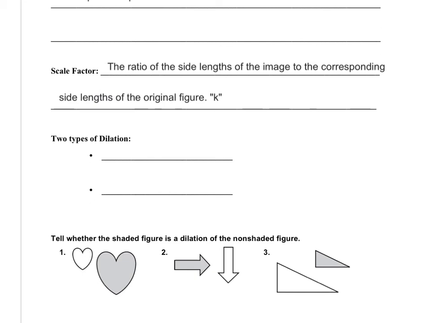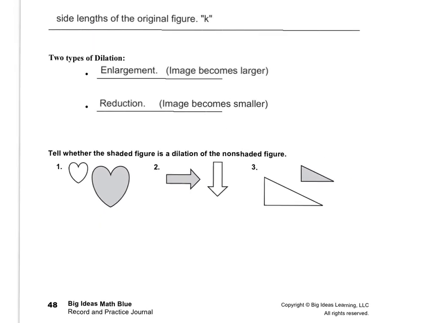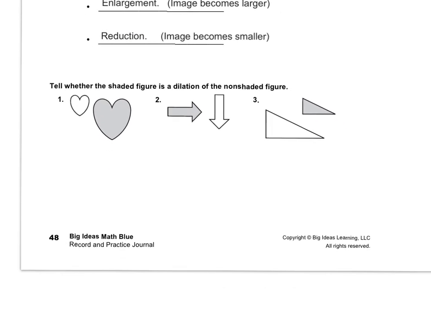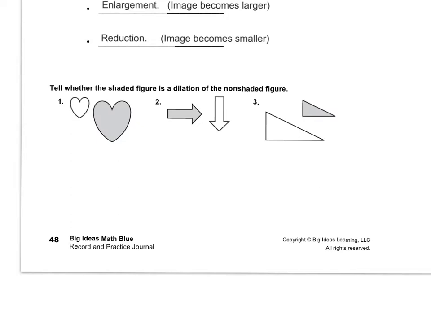There are two types of dilation: enlargement, which is when the image becomes larger, and reduction, which is when the image becomes smaller. Tell whether the shaded figure is a dilation of the non-shaded figure. For number 1, the answer is yes, because the non-shaded figure, this first heart, becomes larger. So this is an enlargement of the original figure.